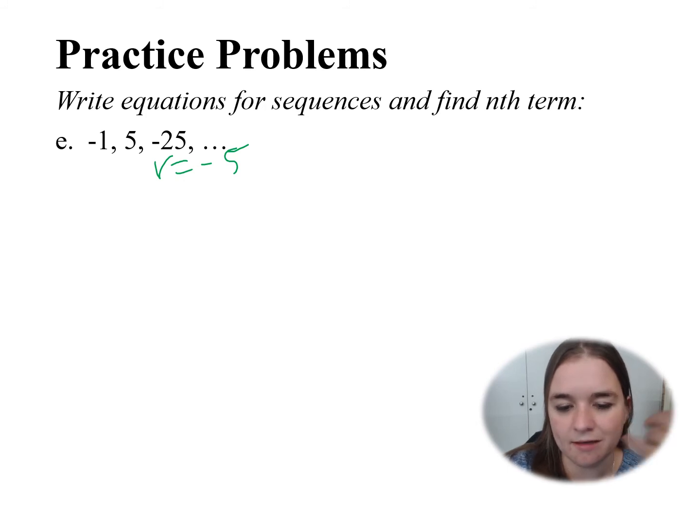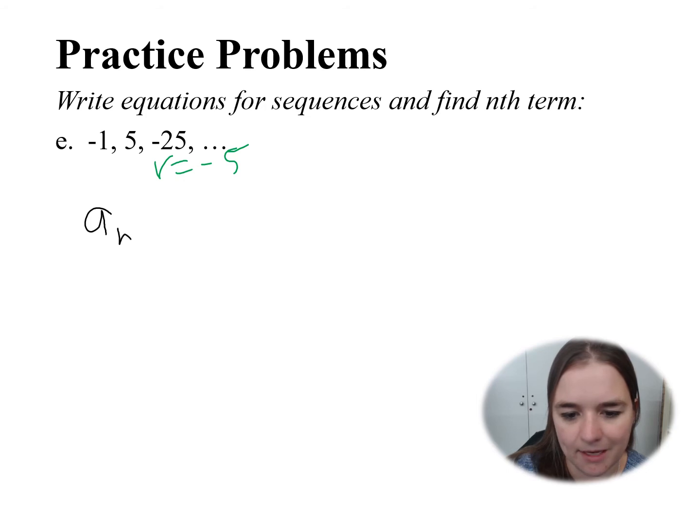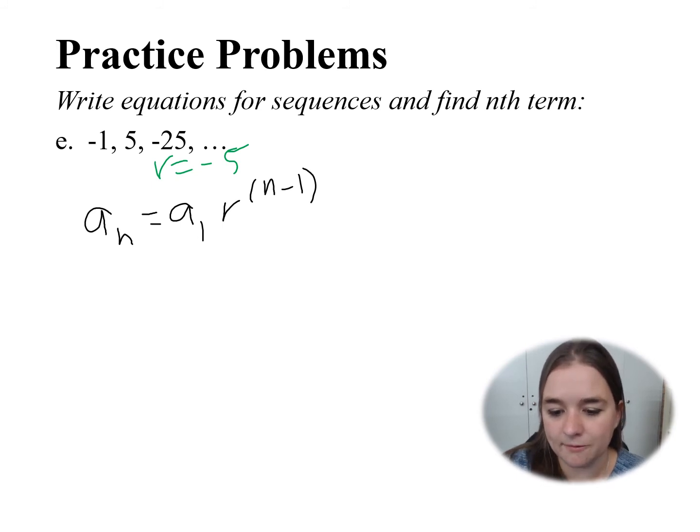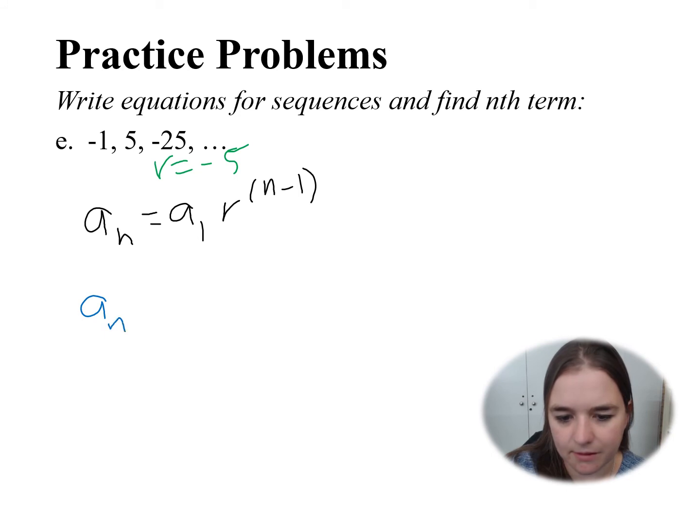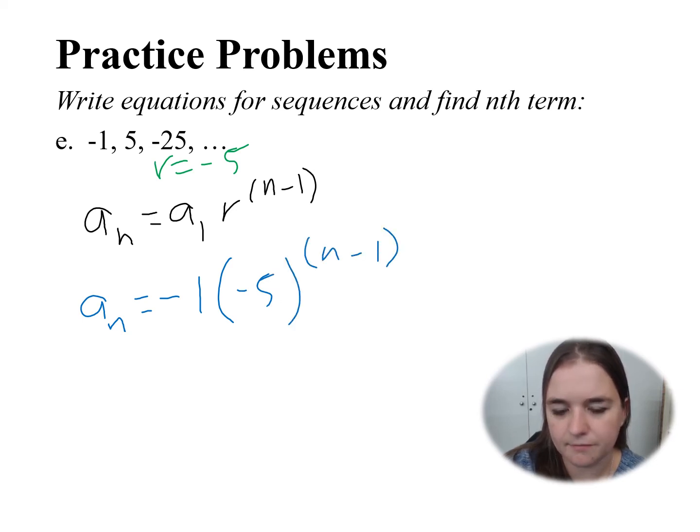Now I need to write the equation, and I know from my introduction that my equation is going to look like a sub n, so any number in this sequence is equal to the first term times that common ratio to the power of n minus 1. So if I plug in what I know, I can find that any term in the sequence is going to equal my first term multiplied by my common ratio raised to the power of n minus 1. My equation looks like this. Well, now let's practice with it.